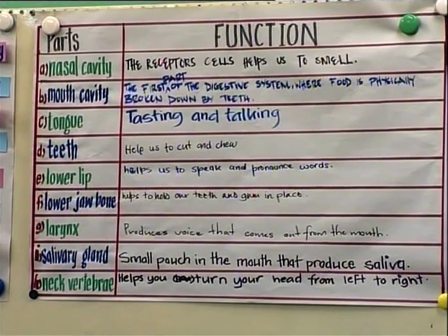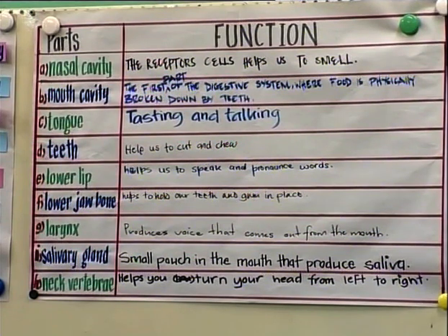Teeth help us to cut and chew. Lips help us to speak and pronounce words. Without your lips, you cannot pronounce words correctly. If your lips were not available, you wouldn't be able to say "teacher" properly.